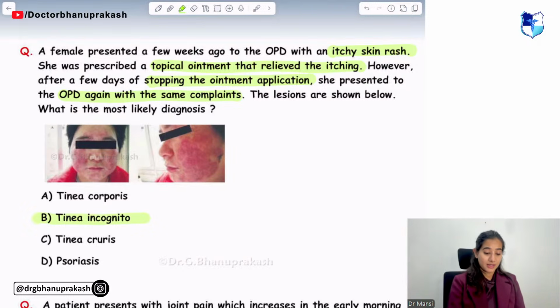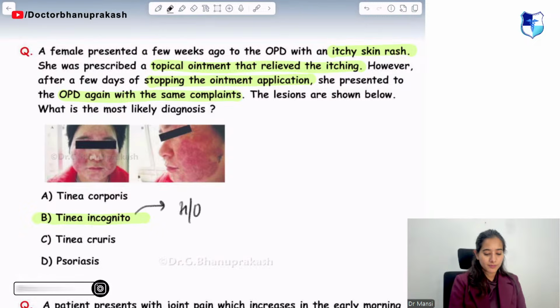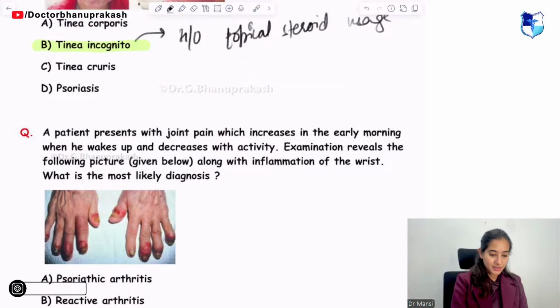This is tinea incognito. I said to you that when you want to make a diagnosis of tinea incognito, just look for the history of some topical steroid usage. Okay, that's the takeaway for tinea incognito. Then let us move towards the next question.